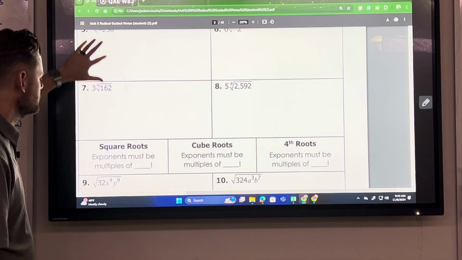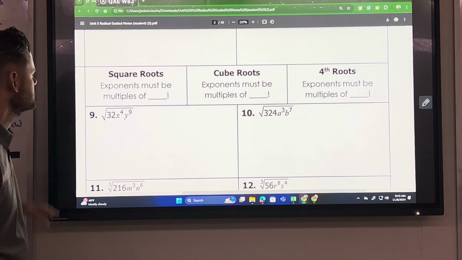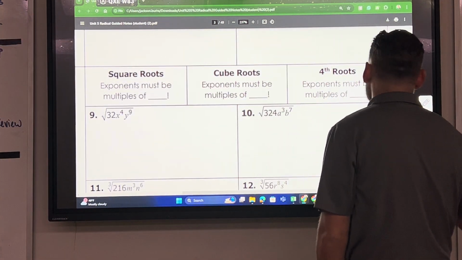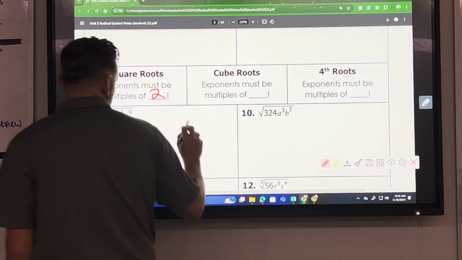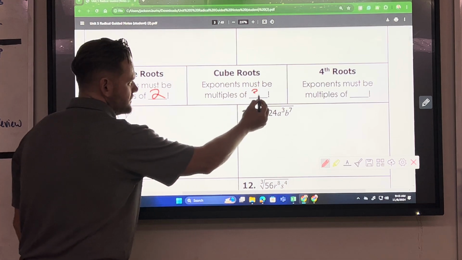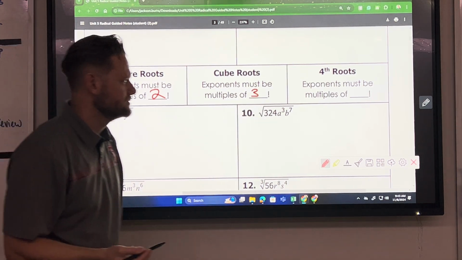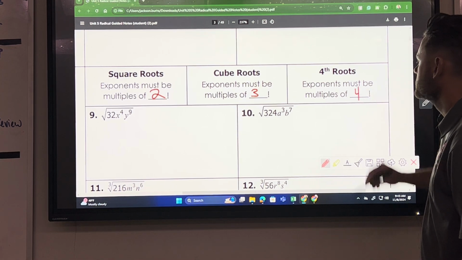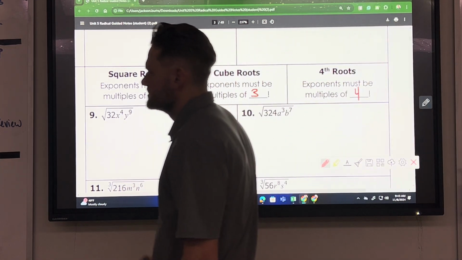So now let's talk about with variables. When I'm working with square roots, my variables must be taken out in multiples of 2. My exponents of those variables of cube roots must be taken out in multiples of 3. And my exponents must be taken out if it's a 4th root in multiples of 4.